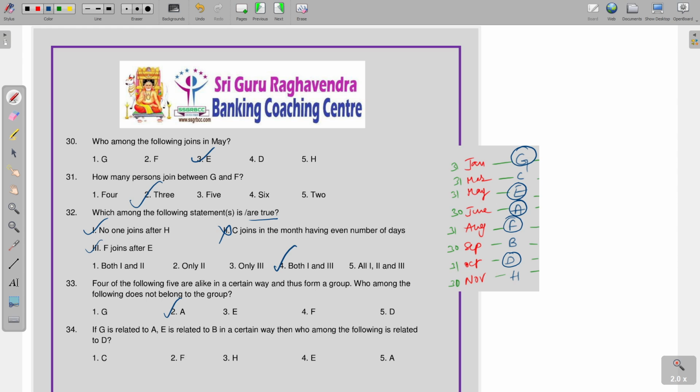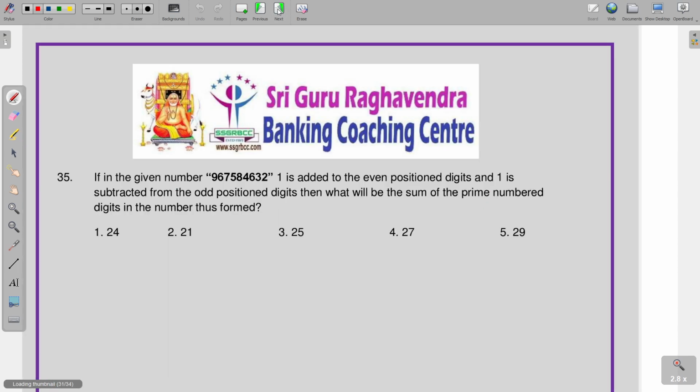If G is related to A, and E is related to B, then in the same sequence, who is D related to? So, D is related to F obviously. So, not F, it is option A, option 5. And next, let us move on to the next one, 35.